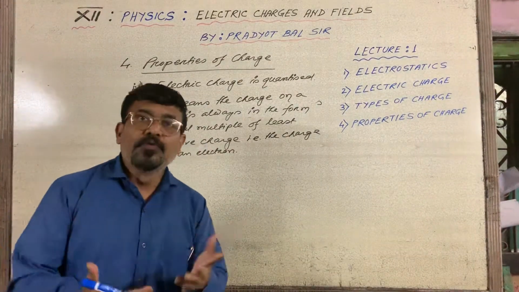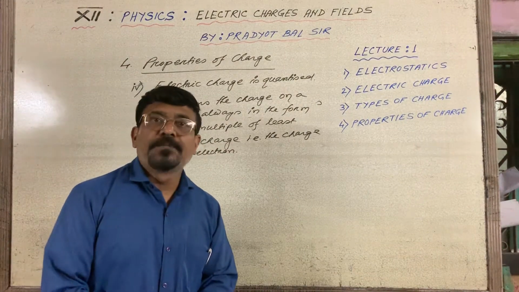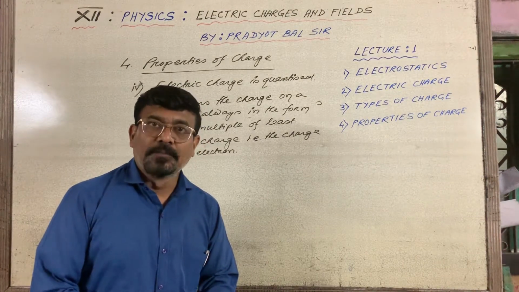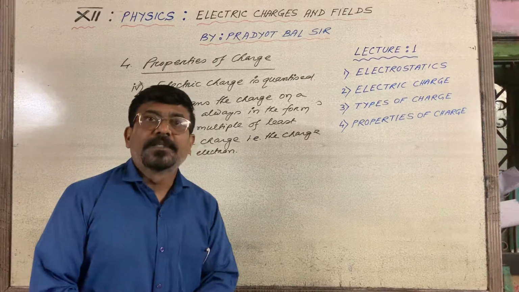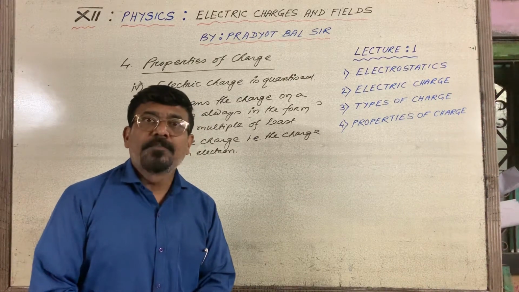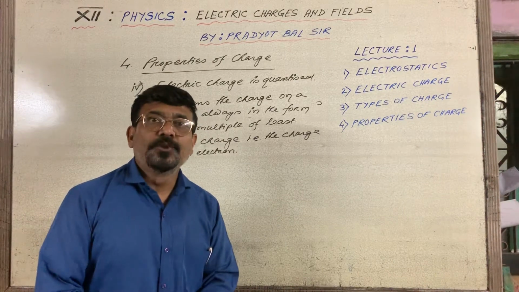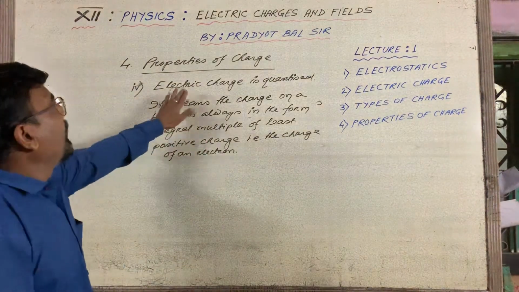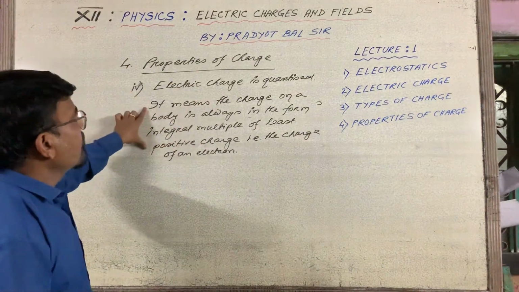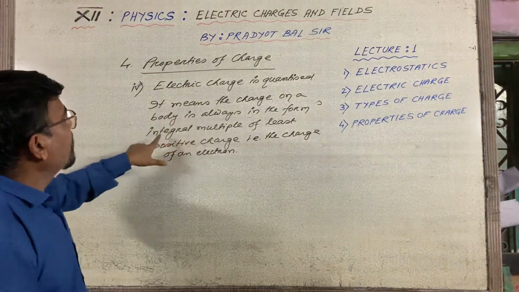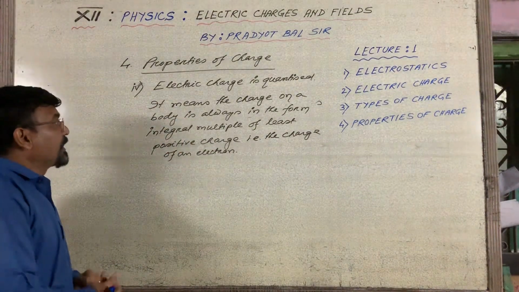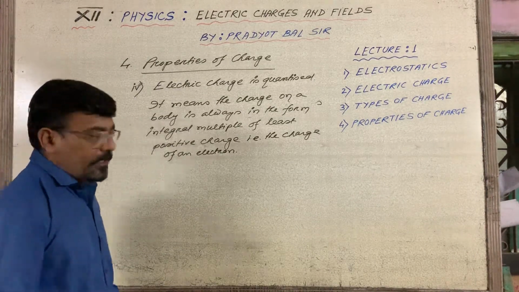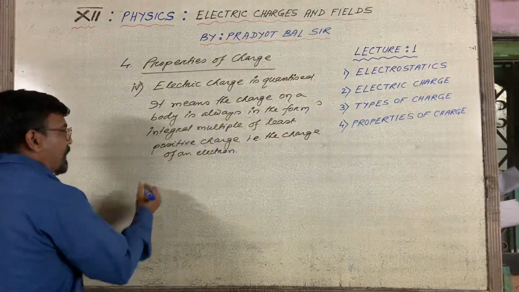I hope you know the charge of an electron is 1.602 into 10 to the power minus 19 coulomb. Once again, the charge of an electron is 1.602 into 10 to the power minus 19 coulomb. So, the electric charge is quantized, it means the charge on a body is always in the form of an integral multiple of this positive charge, that is the charge of an electron.